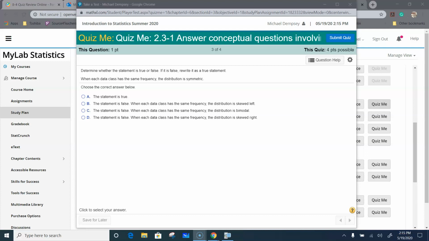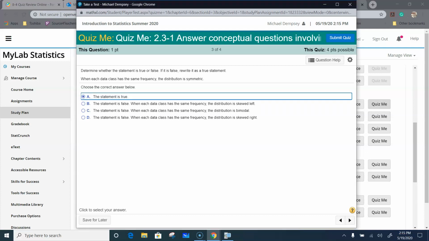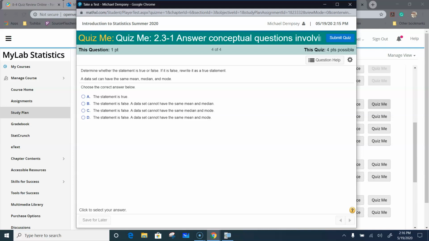Okay, so if reading this a little bit more carefully, it's not. If everything has the same frequency, that's like rolling a die 1 6 1 6 1 6 1 6. It's not skewed left, right, or bimodal, but it would be symmetric. It is even on both sides. But generally, we would call that a uniform distribution rather than just saying it. Of course, it's going to be symmetric, but all the bars are the same height. It's a uniform distribution. A data set can have the same mean, median, mode. Sure, that's possible. Could make that happen.